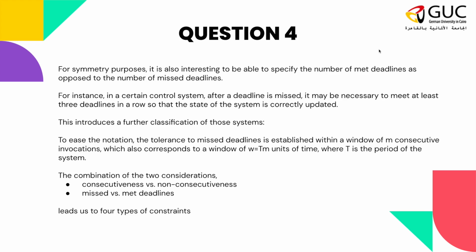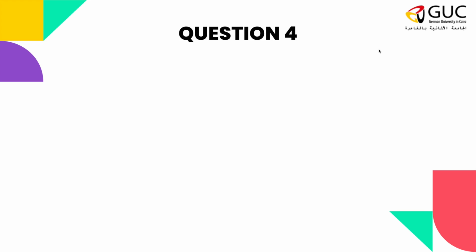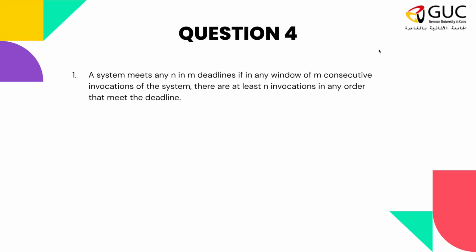How many total combinations? 4: missed consecutive, missed non-consecutive, met consecutive, met non-consecutive. So we have 2 categories, which results in a total of 4 combinations. It's simple math. And an example was provided in the question. So one of the 4 constraints was already provided for you in the question. And this is the provided constraint.